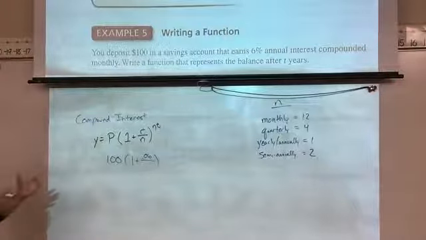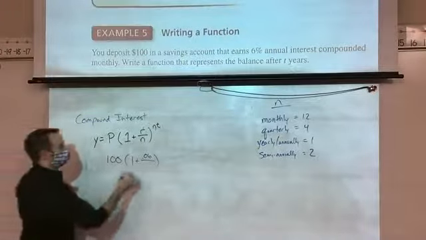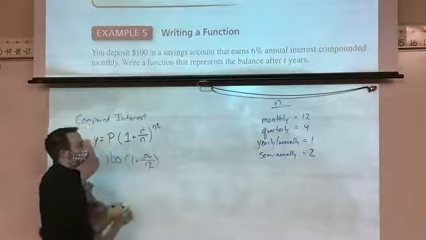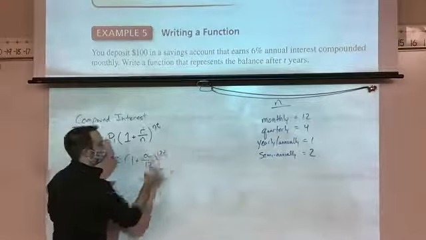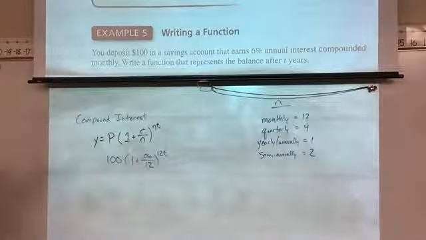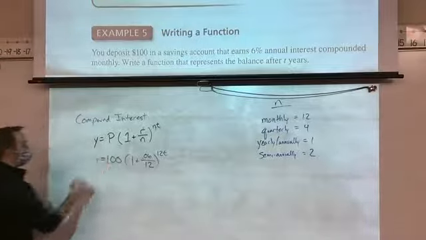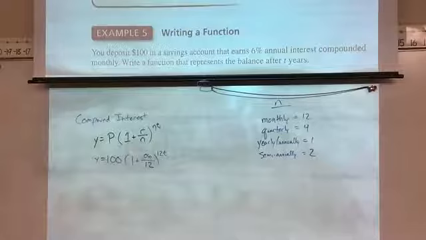N's going to be 12. Compounded monthly, so n is going to be 12. So I got a 12 there, and I got a 12 here. Remember, t is just going to be t. We don't know how many years. So here's my equation: y equals 100 times (1 plus 0.06 divided by 12) to the 12t power.